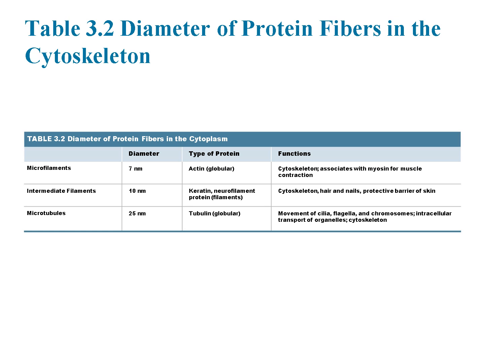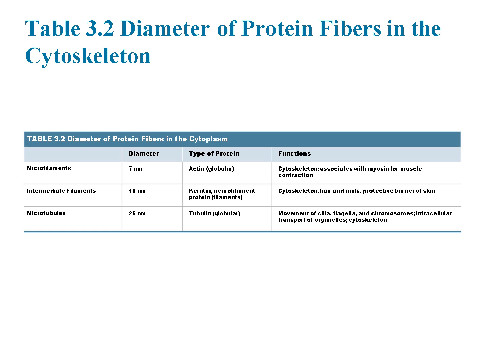Next, we have the intermediate filaments, which are a bit thicker at 10 nanometers. These include keratin and neurofilament proteins, giving structural strength to the cytoskeleton, as well as forming the protective barriers in your skin, hair, and nails. Think of them as the tough beams holding a building together.